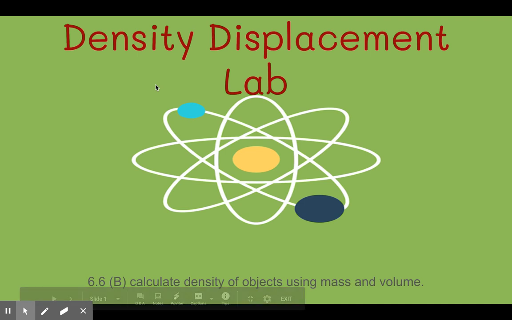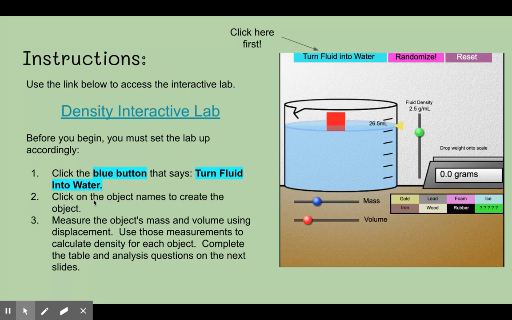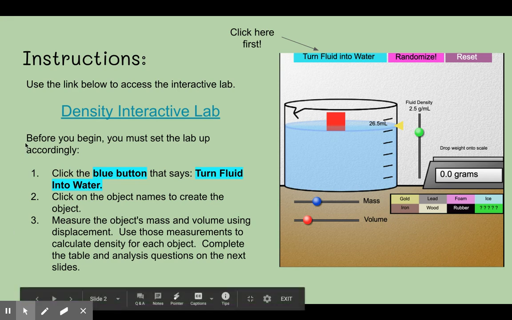Okay, ladies and gentlemen, these are going to be your virtual learning instructions to complete this Density Displacement Lab. So let's go ahead and get started. First of all, the instructions state to use the link below to access the interactive lab. This blue hyperlink that says Density Interactive Lab is going to take you to the website, okay? But let's finish reading the instructions first.